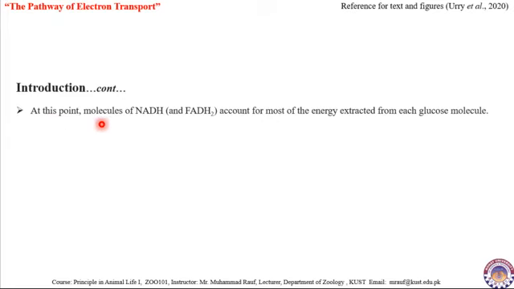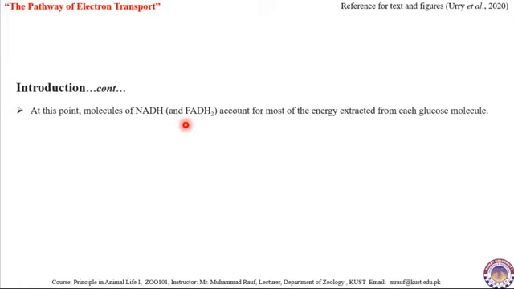So at this point, molecules of NADH and FADH2 account for most of the energy extracted from each glucose molecule. The high energy electrons were accepted by NAD and FAD, and as a result they become reduced. Now they are carrying high energy electrons, and these high energy electrons will be delivered to the electron transport chain, where more ATPs will be produced.